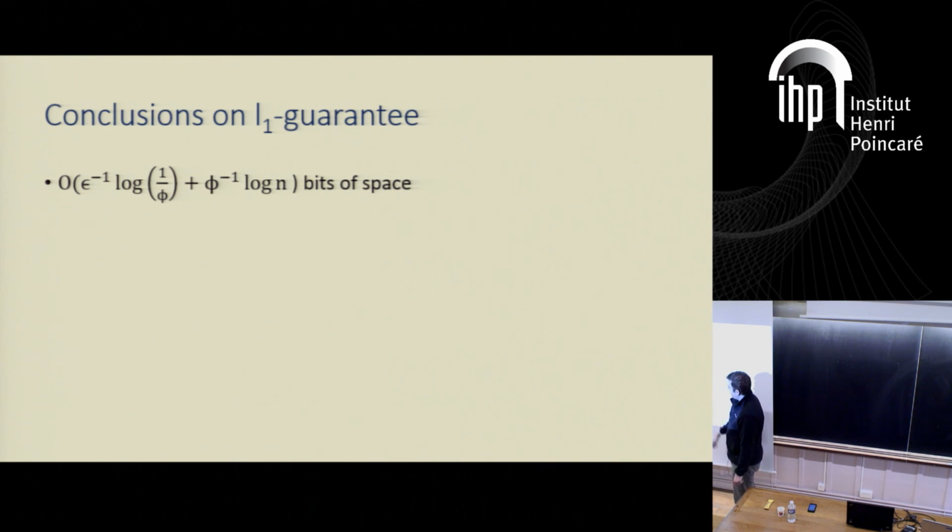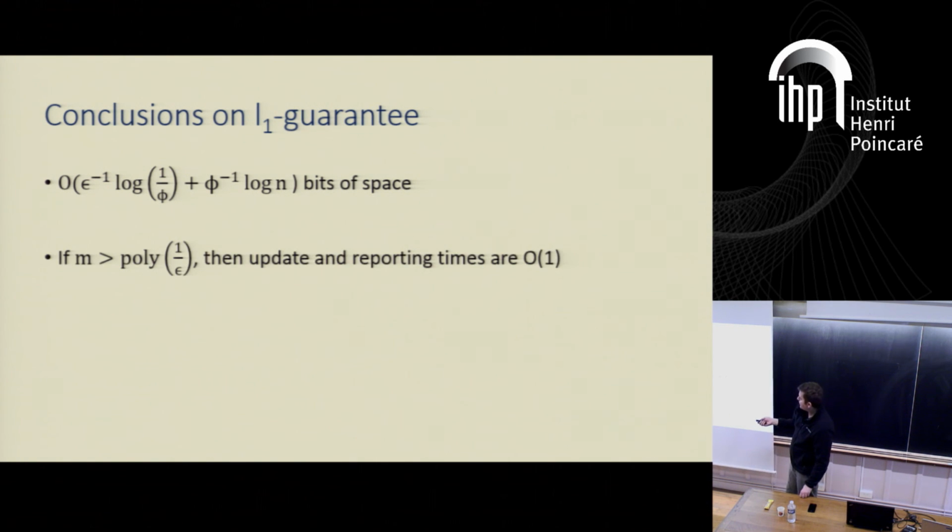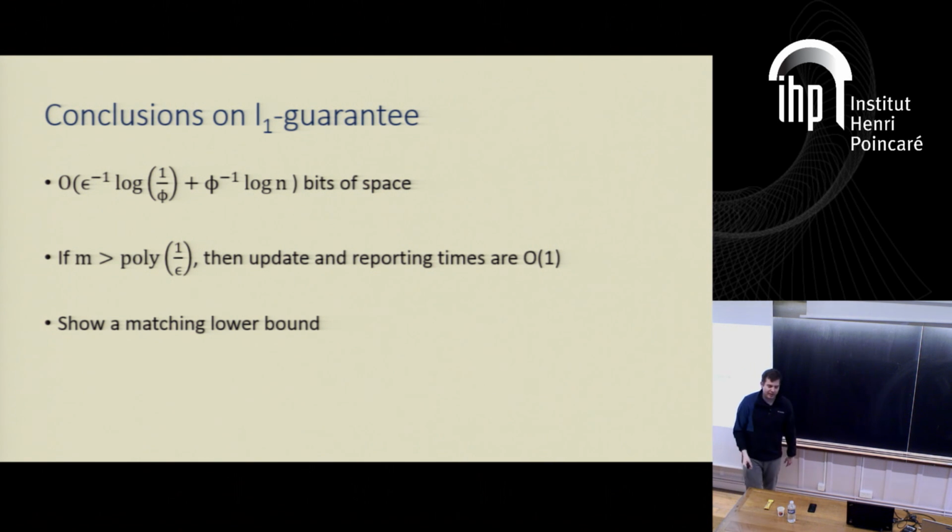So using these accelerated counters, we can get a space complexity which is 1 over epsilon log 1 over phi plus 1 over phi log n. Just for the same reasons as before, if the stream length is long enough, you don't do anything on most of the updates. So basically, you can spread out the computation and get constant update time and reporting time. You can show a matching lower bound. It's a standard reduction from a communication complexity problem. We use the augmented indexing problem, if you're familiar with that problem.